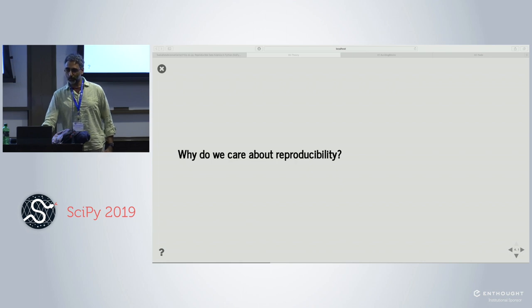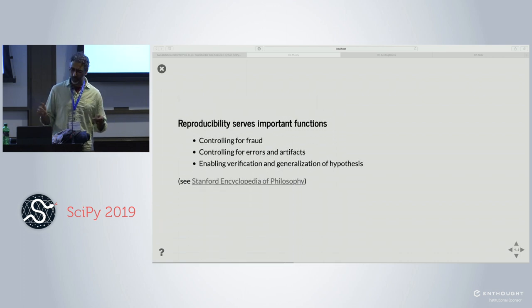So why do we care about reproducibility? Again, I know you are all convinced that it's important, but I want to put this out there because we're going to refer to it a little bit later when we look at solutions for reproducibility and what aspects of the spectrum of reproducibility they support.